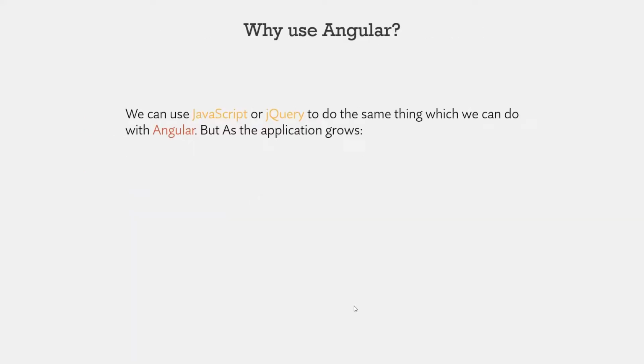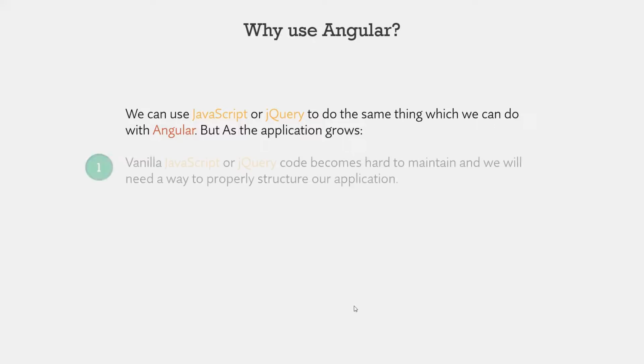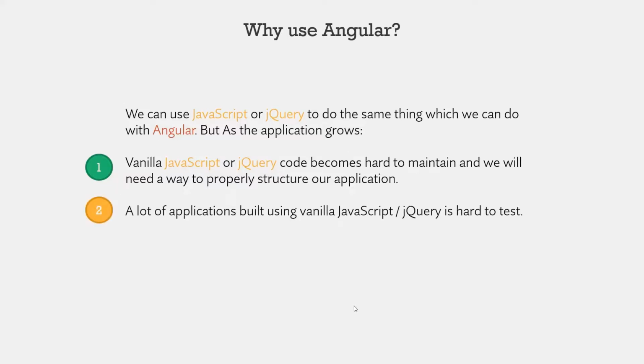The answer is, we can certainly use JavaScript or jQuery to do the same thing which we can do with Angular. But if we are using JavaScript or jQuery, as the application grows, it gets more and more complex, and vanilla JavaScript or jQuery code becomes hard to maintain, and we will need a way to properly structure our application. And a lot of applications built using vanilla JavaScript or jQuery are hard to test. This is the reason why, over the past few years, various frameworks have been built and evolved to make web application development easier, and Angular is an example of one such framework.